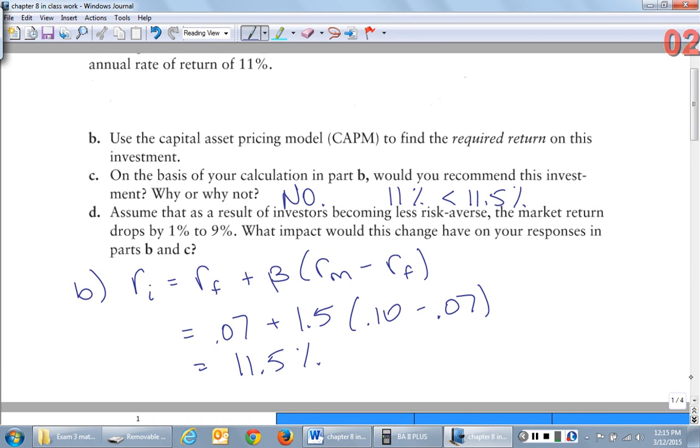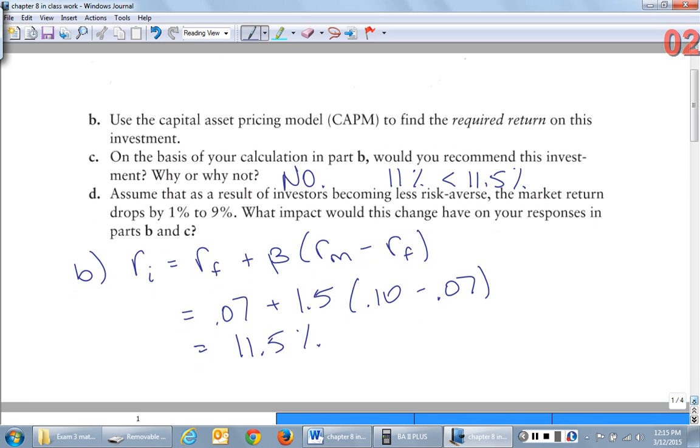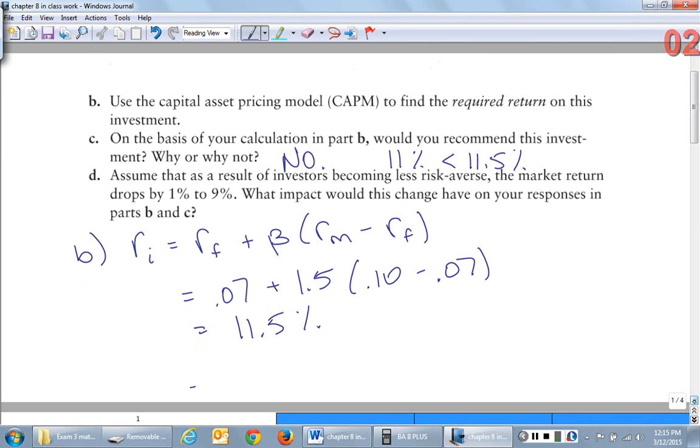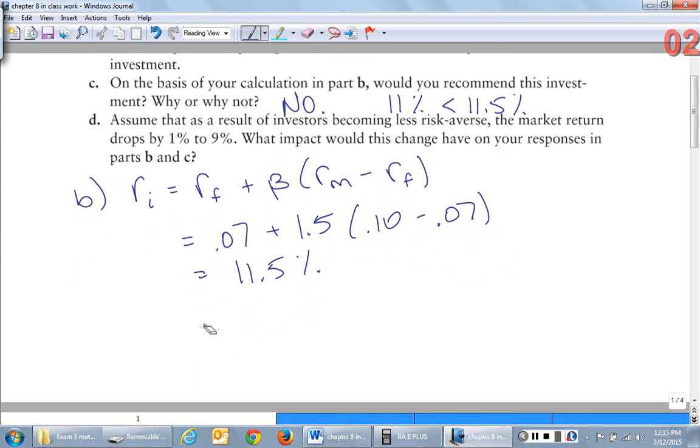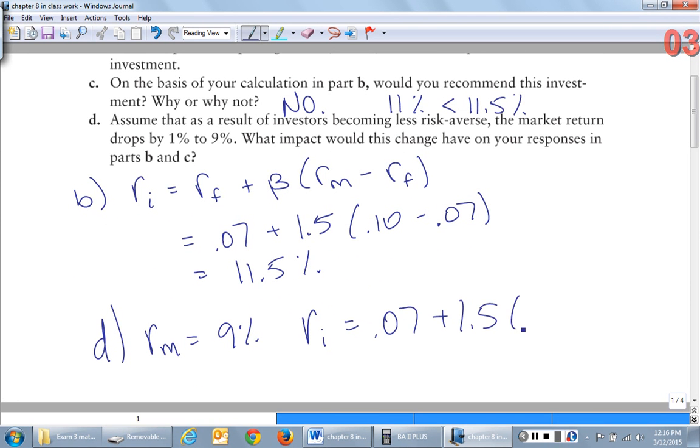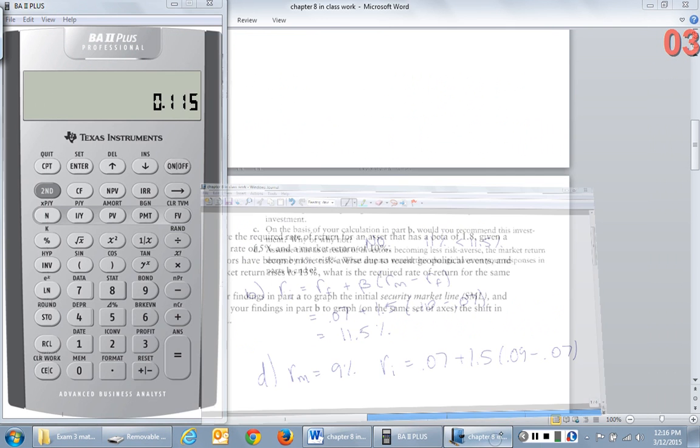And Part D, what if the return of the market return drops 1%? So now it's 9% instead of 10%. What is the new required return on this asset? So the new market return is 9%. So we can use our capital asset pricing model. We know the risk-free rate of return is 7%. Our beta has stayed the same. The market return has changed to 9%. And the risk-free rate is still 7%.